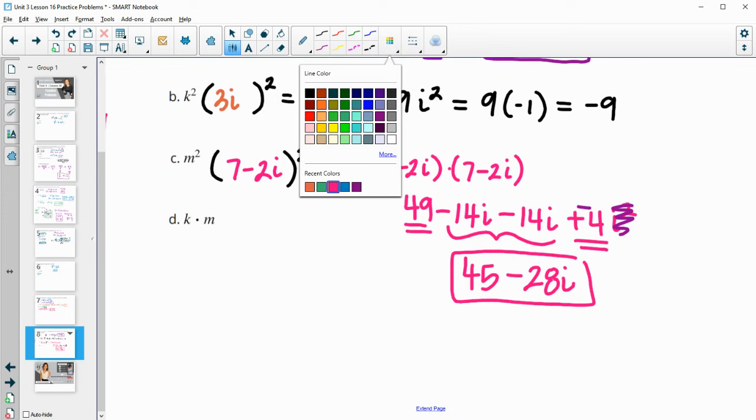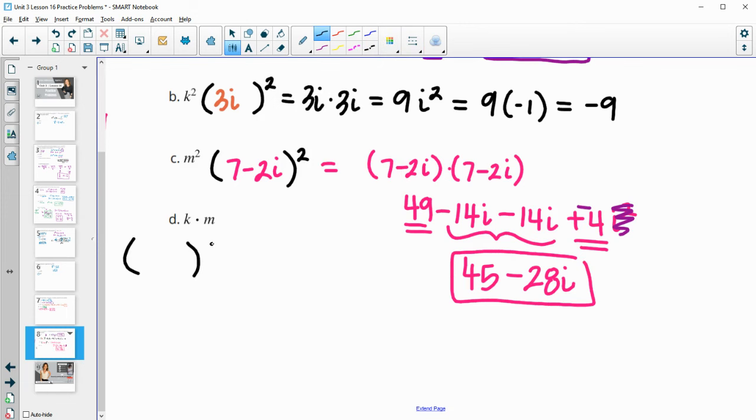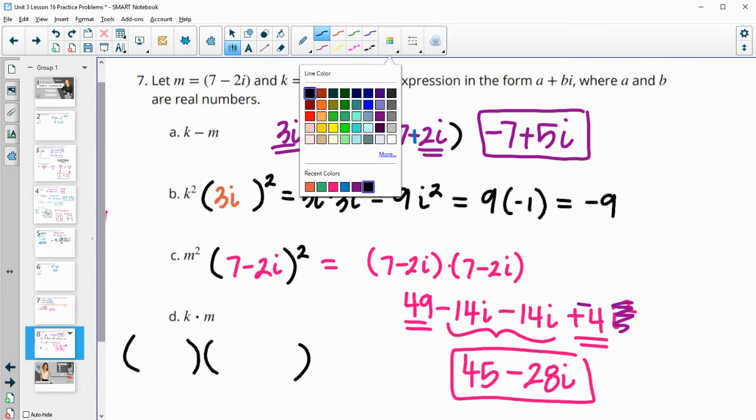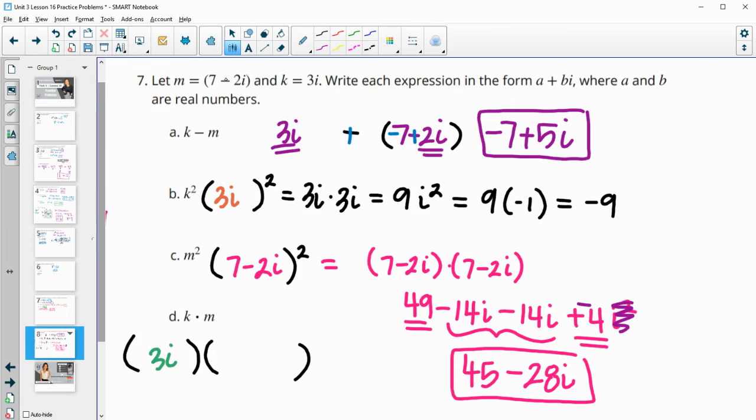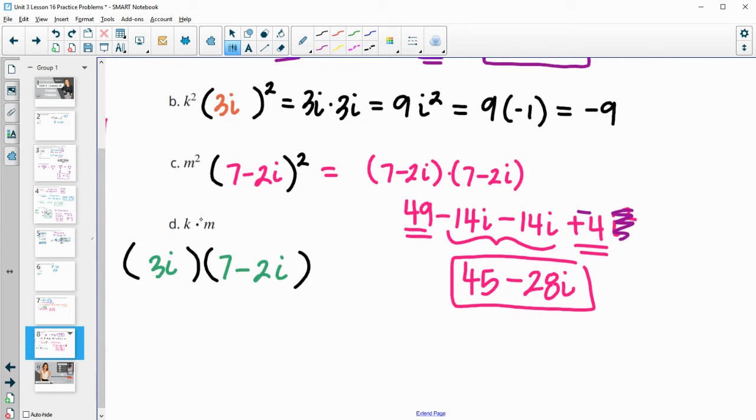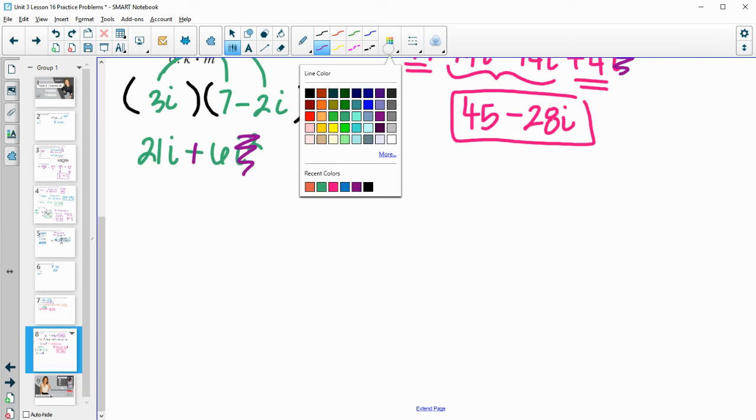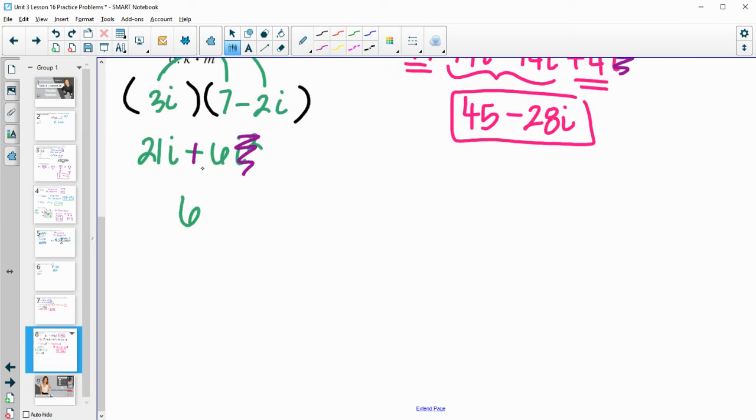And then this last one asks us to do k times m. So k again was 3i. So we're doing 3i times 7 minus 2i. So we'll just distribute this 3i in. So 3i times 7 is 21i. 3i times negative 2i is negative 6i squared. i squared is negative 1, times negative 6 is positive 6. And then we'll just write it with the real part first. So 6 plus 21i.